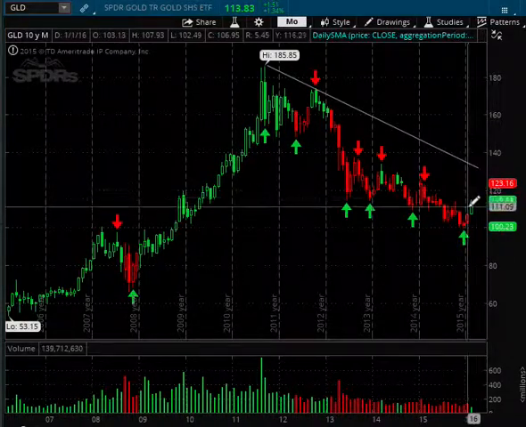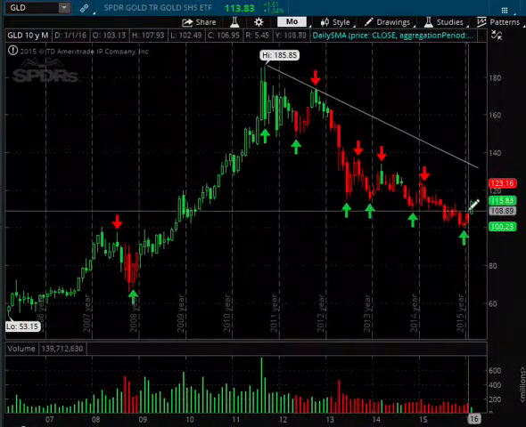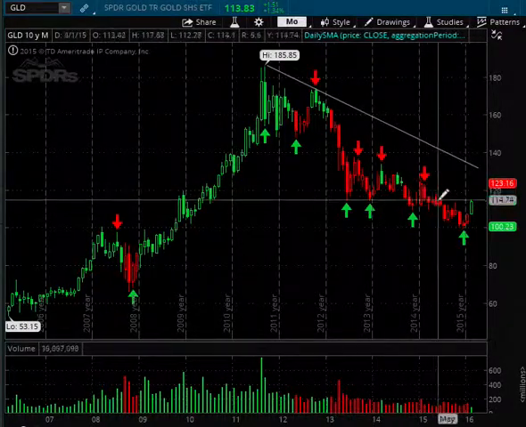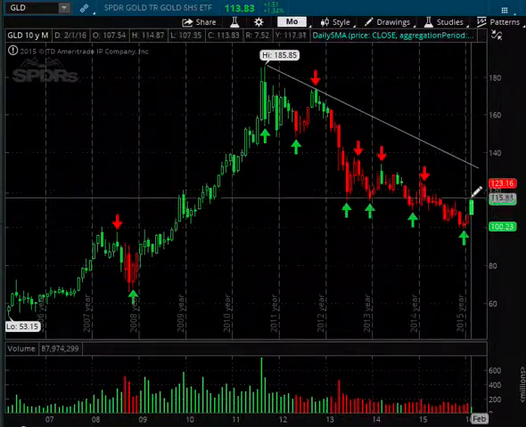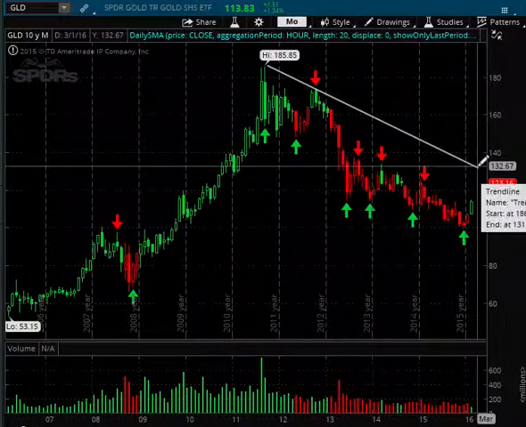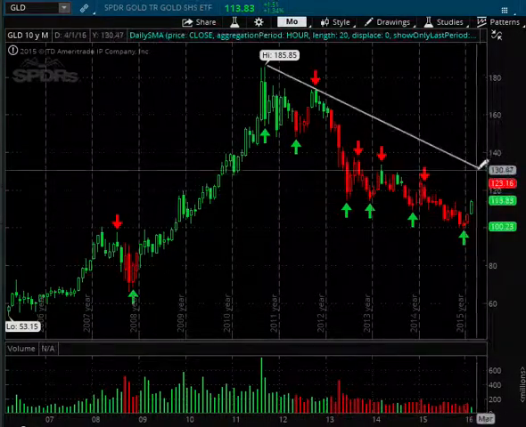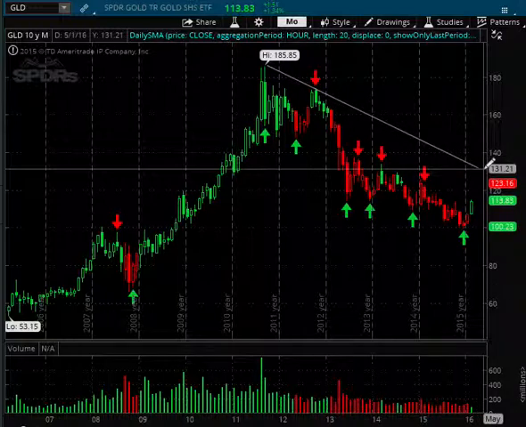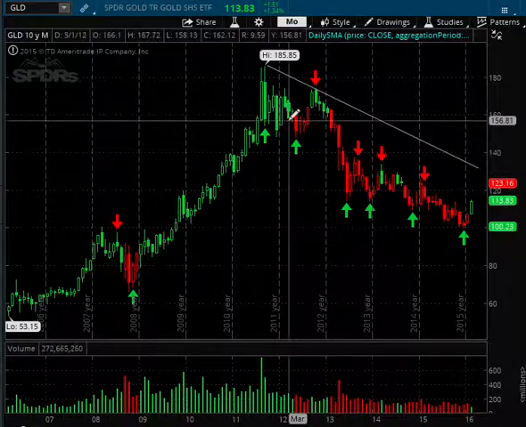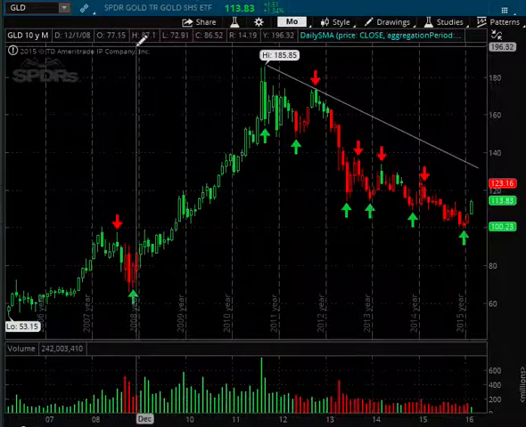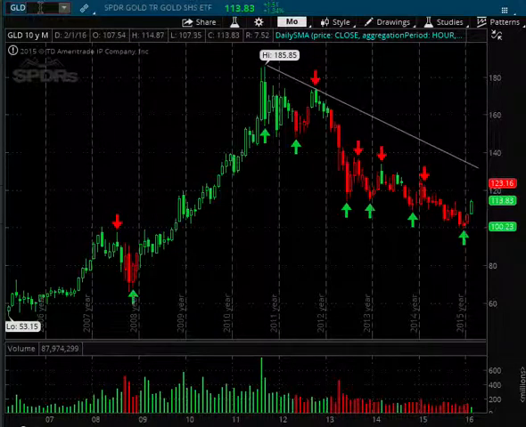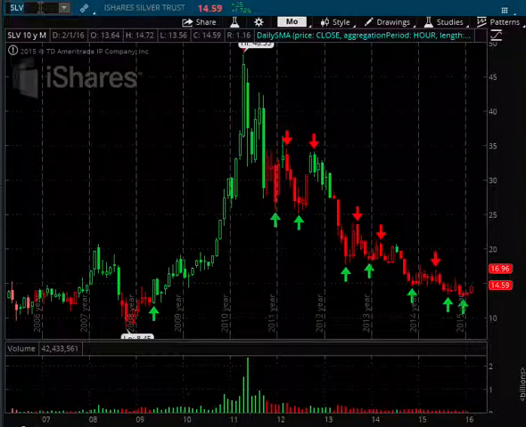And we just started going green. So all this red, all this red, all this red, hopefully we can get a couple of green candles to get to this point. So you can probably ride it at least to this point, which is $130 a share. That's gold. And you can buy it in stock form, which is the GLD. All right, let's look at silver.